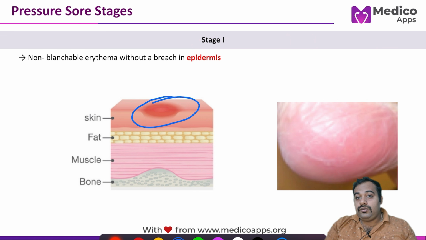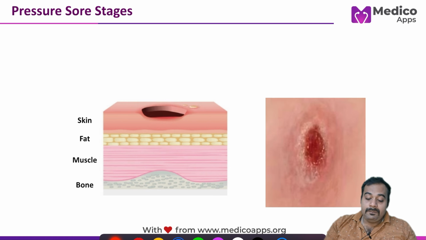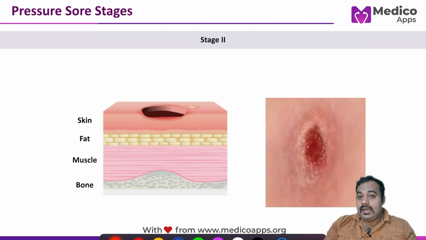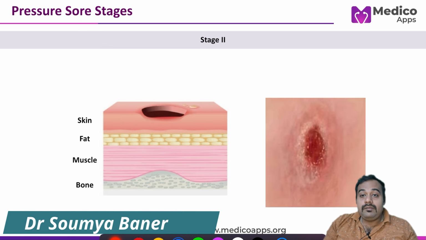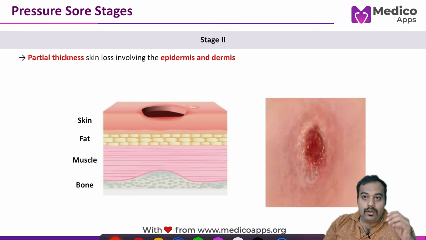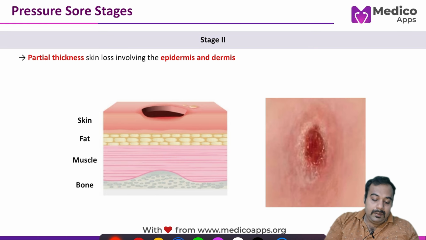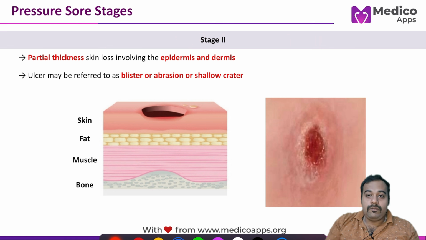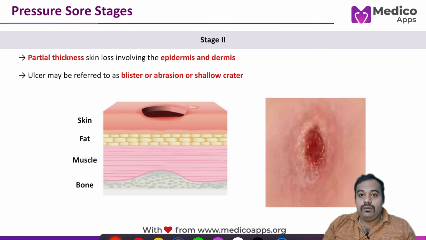So in case of stage 2, we are going to see a breach of the epidermis and dermis, but this breach does not extend into the subcutaneous tissue. Okay, so that will be characterized by a superficial ulcer or superficial shallow crater. Sometimes a blister or abrasion may lead to formation of this stage 2 bed sore ulcer.